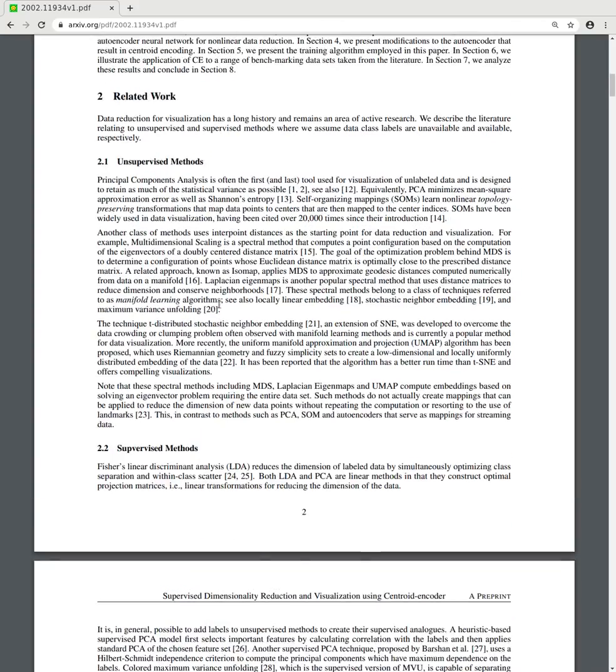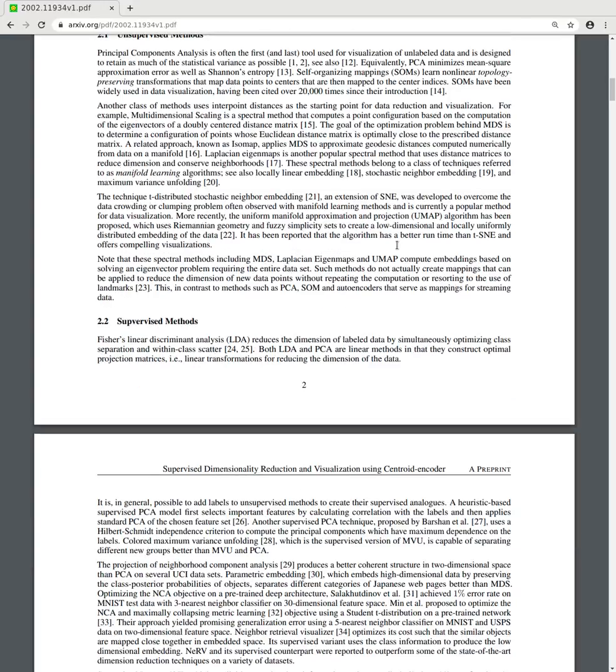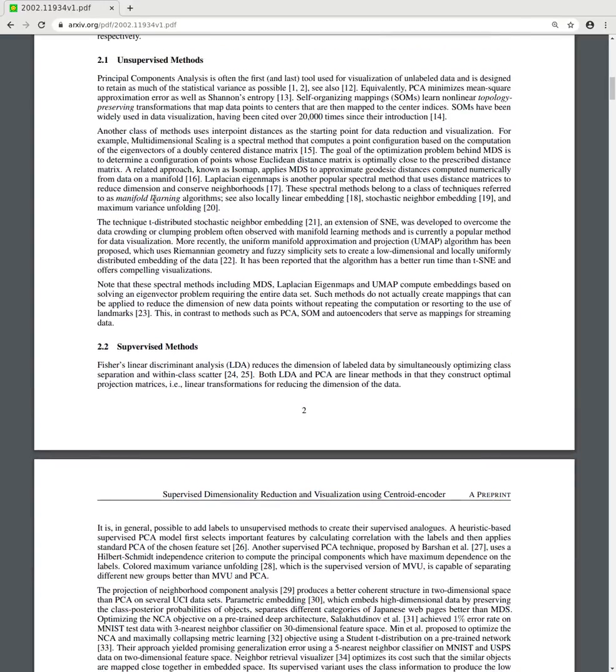Unsupervised methods. So principal component analysis is often the first and last tool used for visualization of unlabeled data and is designed to retain as much of the statistical variance as possible. PCA, we know PCA, right? Another class of methods uses interpoint distances as a starting point for data reduction and visualization. For example, multi-dimensional scaling is a spectral method that computes a point configuration based on computation of eigenvectors of the double-centered distance matrix.